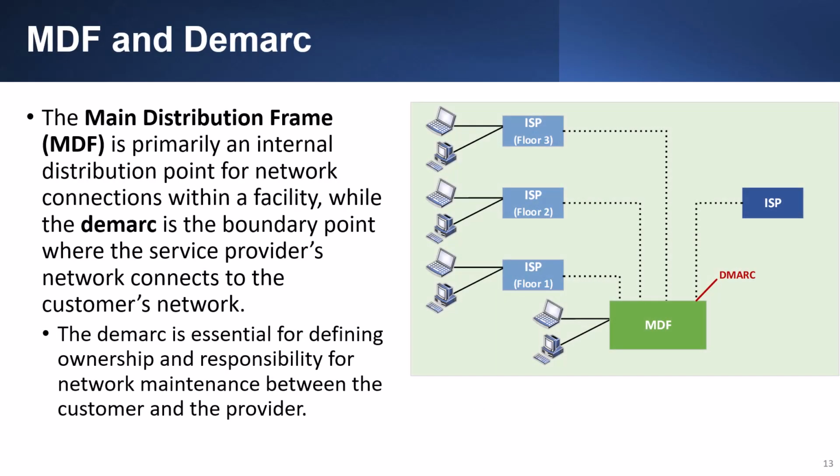The main distribution frame, or MDF, is primarily an internal distribution point for network connections within a facility, while the demarc is the boundary point where the service provider's network connects to the customer's network. The demarc is essential for defining ownership and responsibility for network maintenance between the customer and the provider.